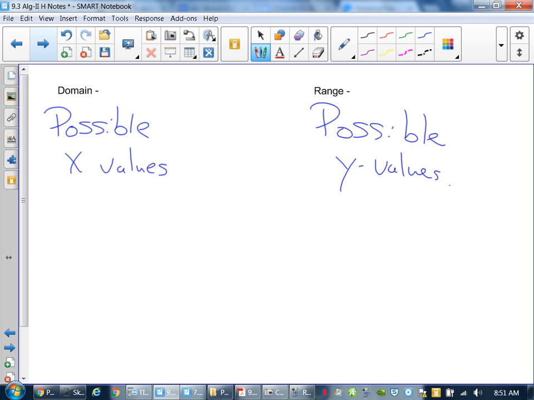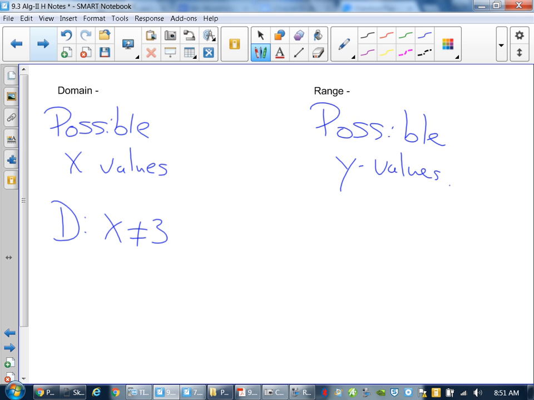Usually when we write out domains, we write them out via what they can't be. Especially with rational functions, we a lot of times have vertical asymptotes and horizontal asymptotes. So it's easier to write that the domain x can't be 3, instead of saying all real numbers except 3.